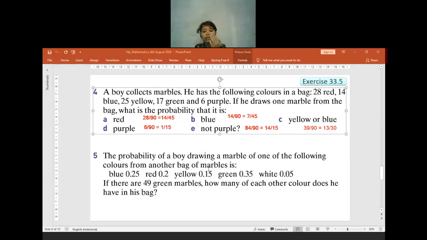The question is already in your textbook, so you can answer the question directly in your textbook. It is on page 483. Okay, let us continue. For blue the probability is 0.25, red is 0.2, yellow is 0.15, green is 0.35, white is 0.05. If there are 49 green marbles, what is the probability of getting green? Anyone knows? Anyone want to help me?